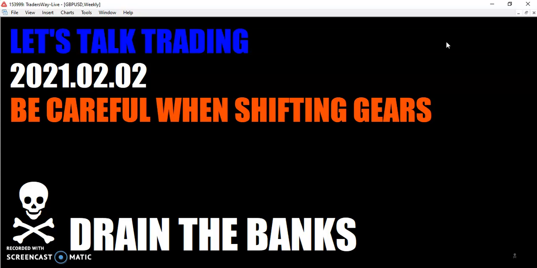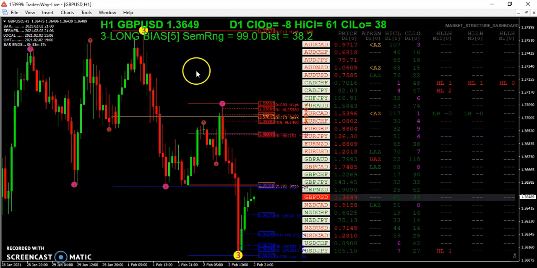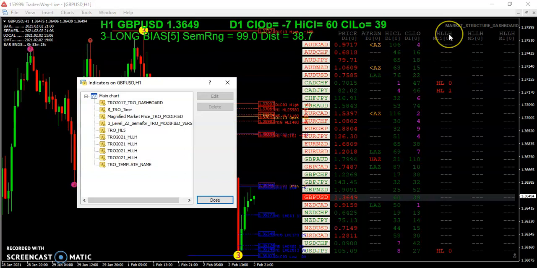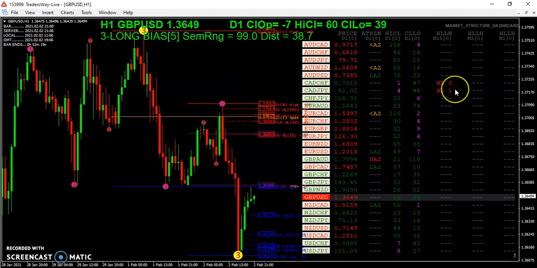Well, I've been working on some new indicators for 2021, and let me just show you what's going on. In the 2017 dashboard, I added a new function called HLH for higher low, lower high, where it will identify when price puts in a higher low or lower high.